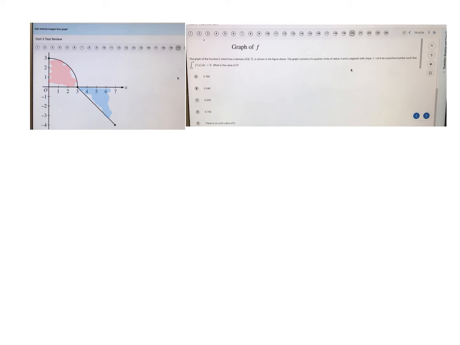So let's start by finding the area of the quarter circle, and we know that area would be pi r squared divided by 4, so 9 pi fourths. And so what I want is that area to equal this blue area. Well, now let's think about this blue area for just a second.